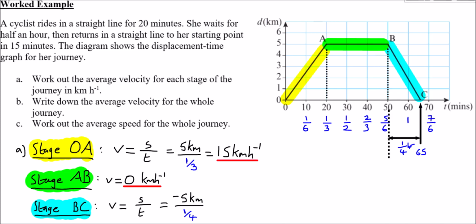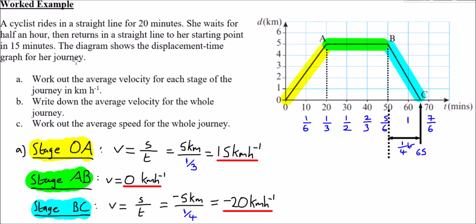Anyhow, minus 5 divided by a quarter is the same as minus 5 multiplied by 4, so we get minus 20 kilometers per hour. She goes home quicker than what she travelled away from home. Or starting point, anyway, it might not be home.